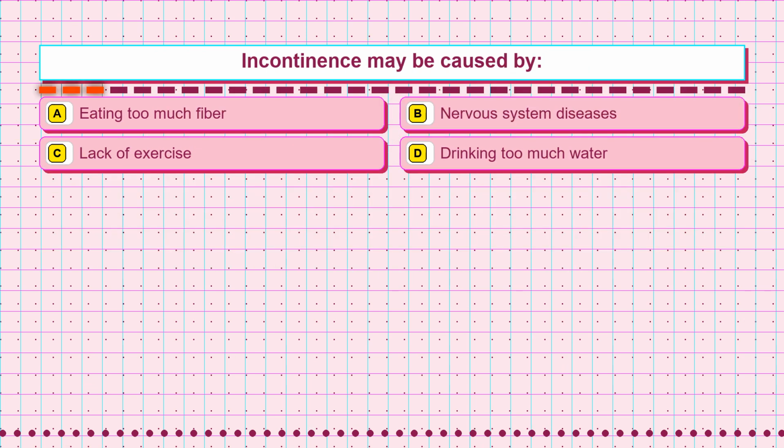Question 62. Incontinence may be caused by: Option A, eating too much fiber. Option B, nervous system diseases. Option C, lack of exercise. Option D, drinking too much water.